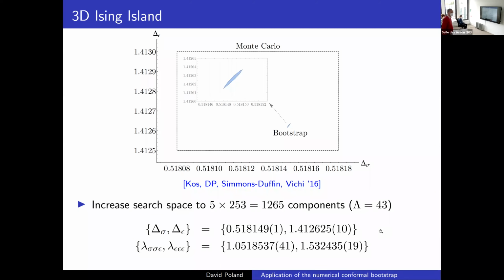Sorry, a small question. So if you look at the operators with higher dimensions, do you also have estimates for their dimensions and OPE coefficients, although with maybe lower precision? Yes.